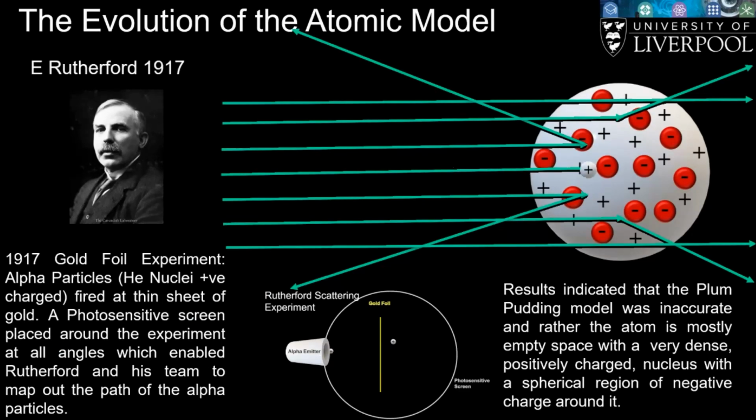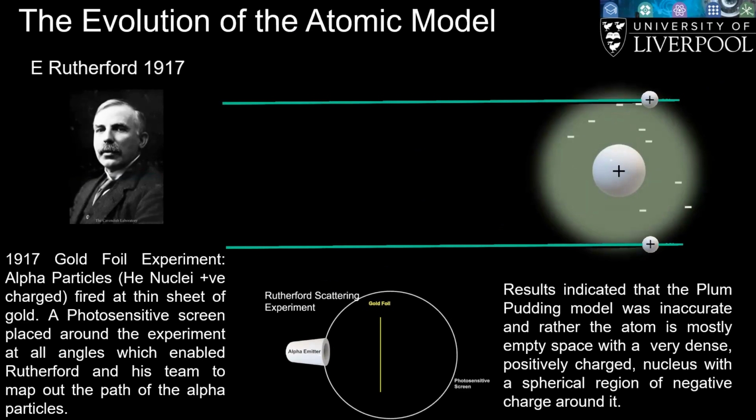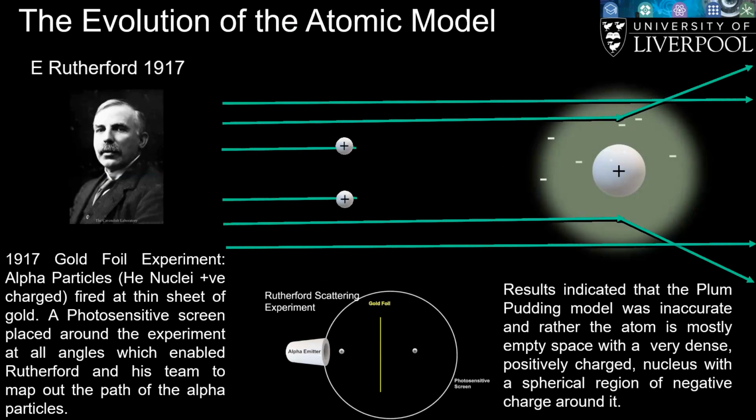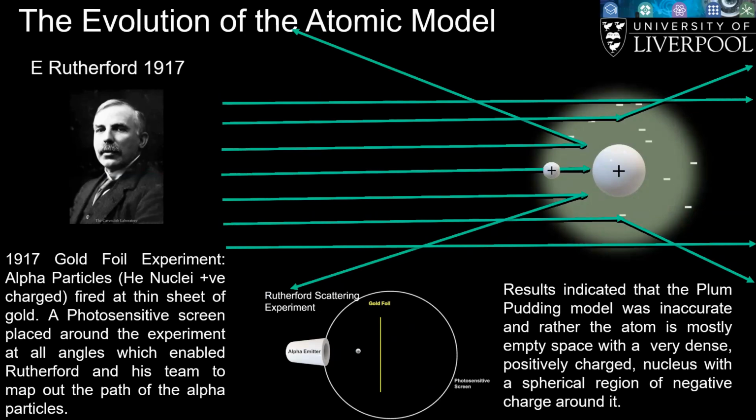The results led to the development of the Rutherford model of the atom, which is mostly empty space in an indefinable sphere of negative charge with a dense, positively charged nucleus at the centre. Rutherford won the Nobel Prize for his discovery in 1917.